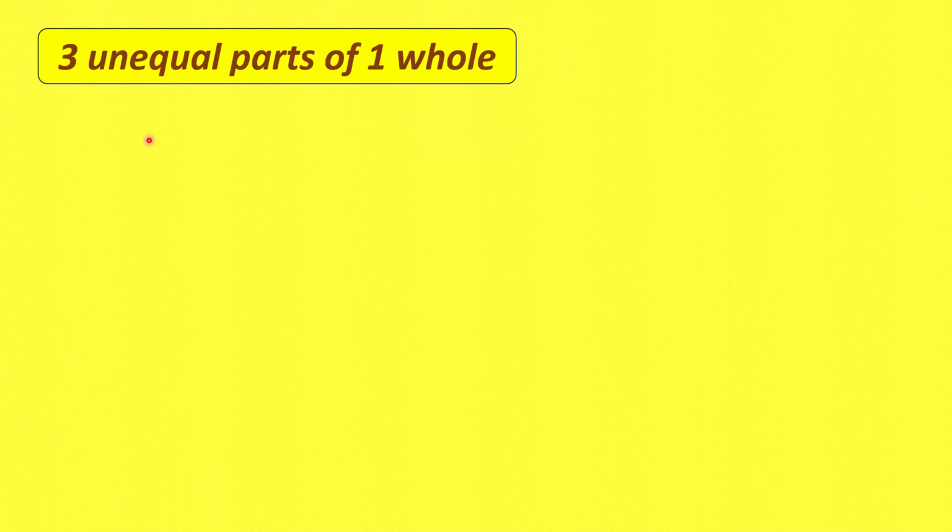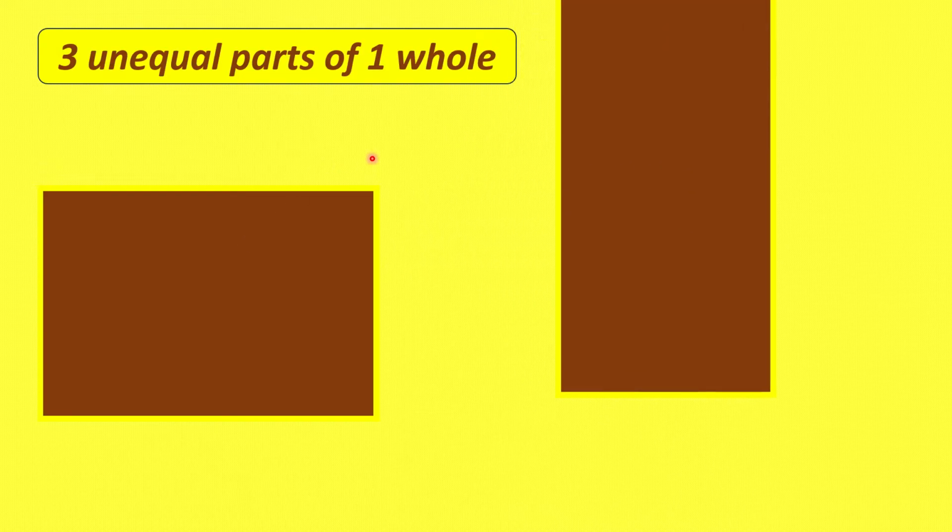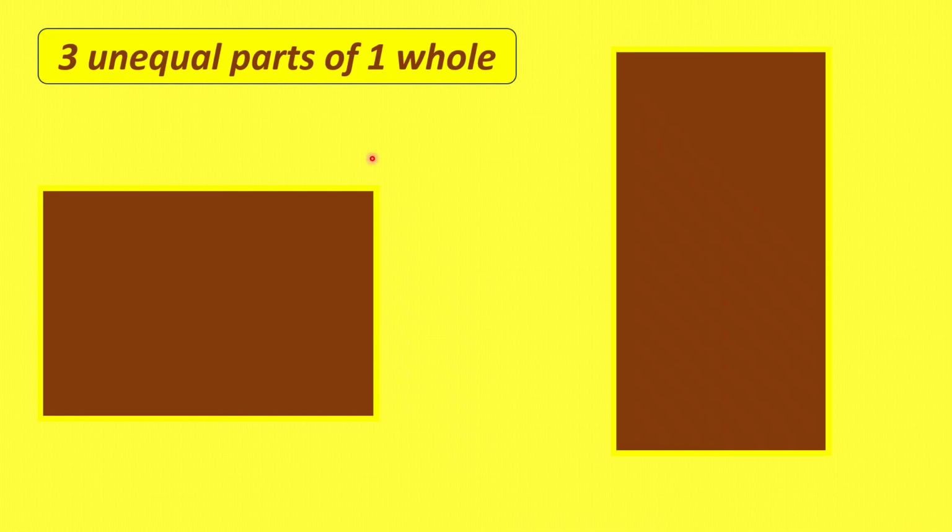So here we are talking about the three unequal parts of a whole. It's our first image and it's our second image. But both are called a rectangle, as you know.